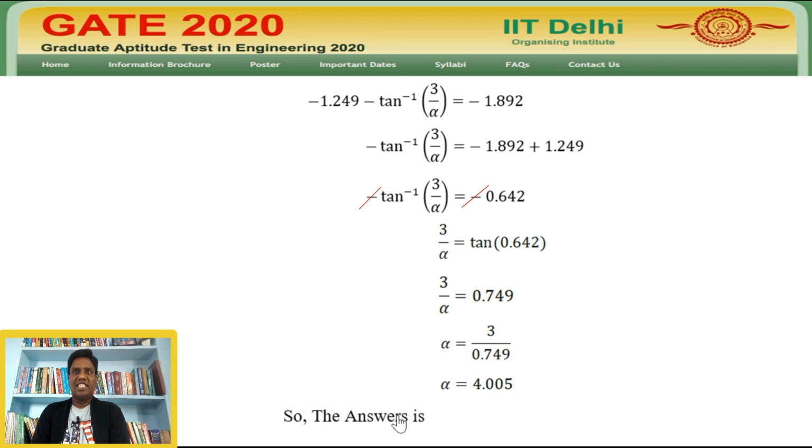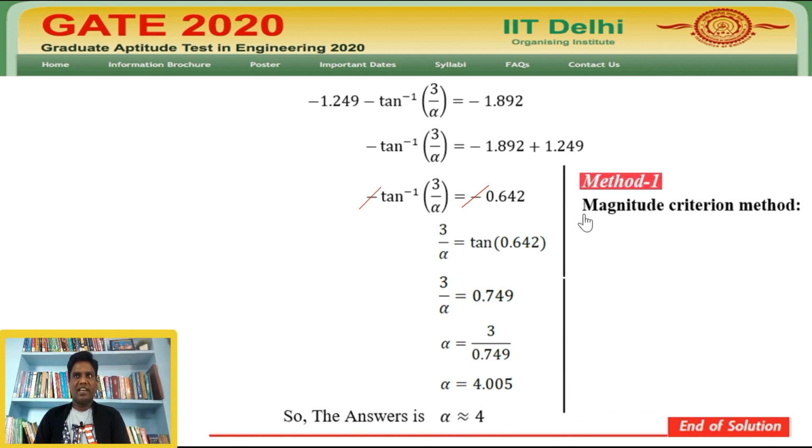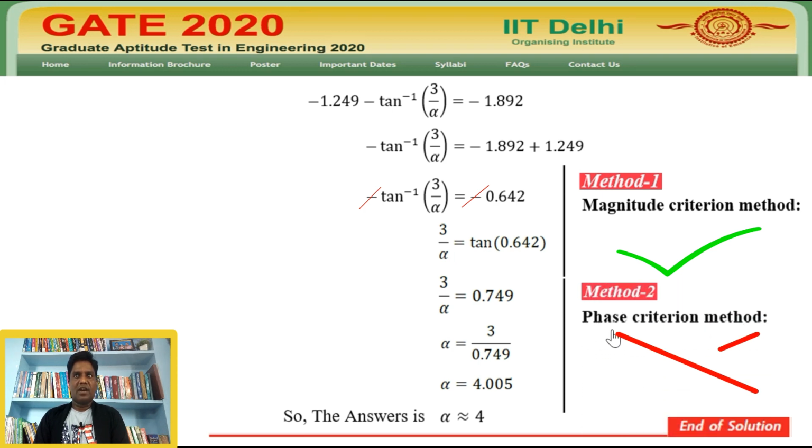So the answer is that the alpha value is approximately 4. Finally, this is the required answer for this problem. From observation of these two methods, method 1 using the magnitude criterion is easier to calculate the alpha value without the use of a calculator. But method 2 using the phase criterion is a little bit tough because it requires a calculator to calculate the trigonometric functions tan and tan inverse in order to find the alpha value.